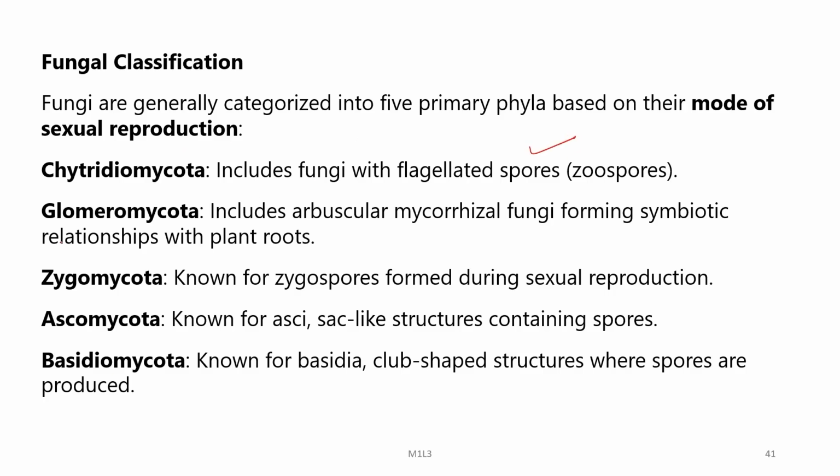Then you have glomeromycota that includes arbuscular mycorrhizal fungi forming symbiotic relationship with plant roots. Then you have zygomycota, which are known for producing zygospores during sexual reproduction, and we have ascomycota, known for asci, sac-like structures that contain spores.